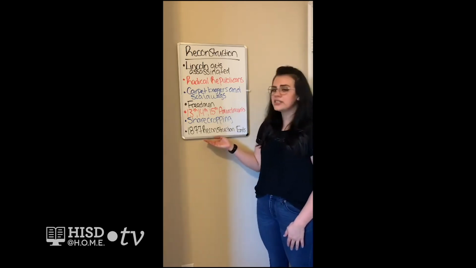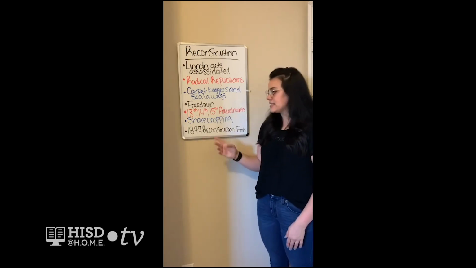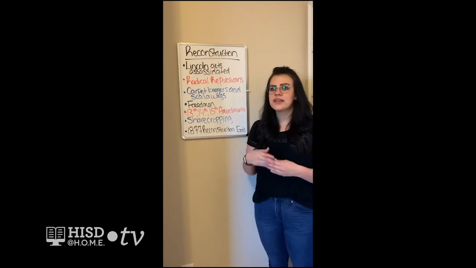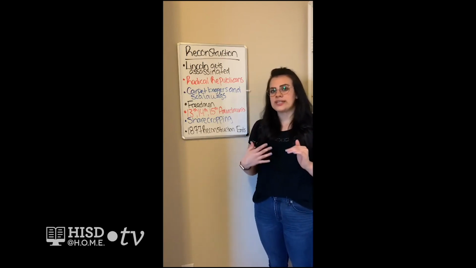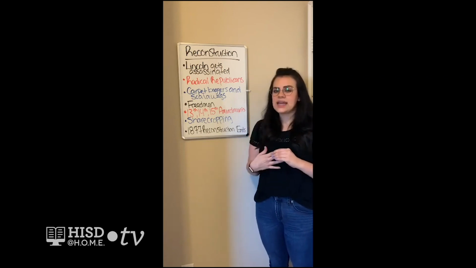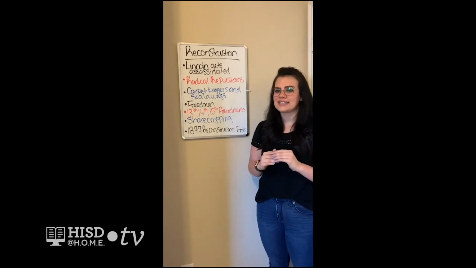Reconstruction officially ends in 1877 with the Compromise of 1877. So the year before was election year, 1876. And Rutherford B. Hayes is running for president. And between him and the Southern candidate, it comes down to like one vote between both of them. It was a really tight election.